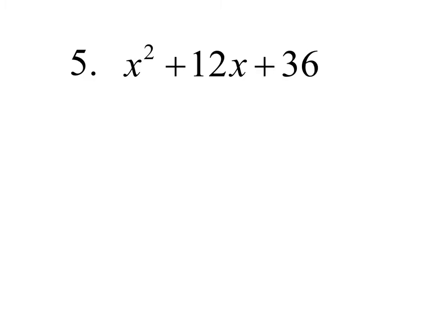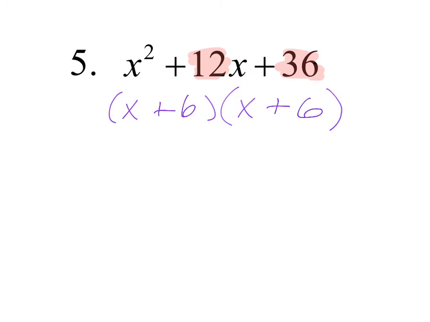Okay, number 5. x squared plus 12x plus 36. Well, x, let's see, that's a square. The 36, this is a square. So if this is 2 times that square root, I've got a perfect square here. And sure enough, it is, because I've got 6 squared and I've got 2 times 6. So that means, since they're both pluses, I have x plus 6.